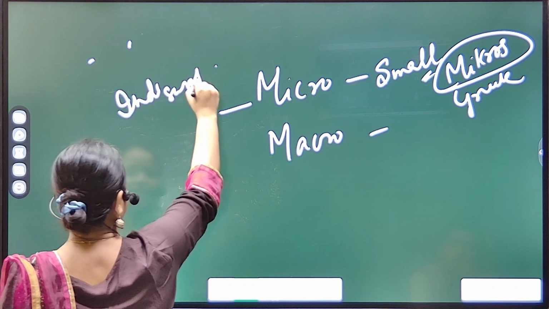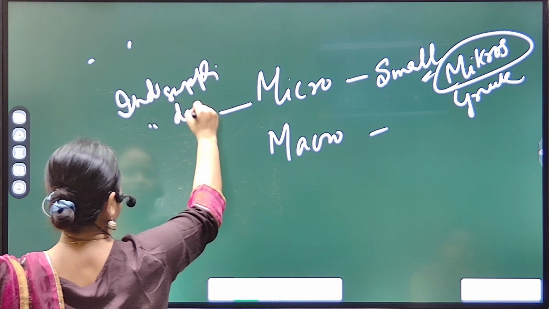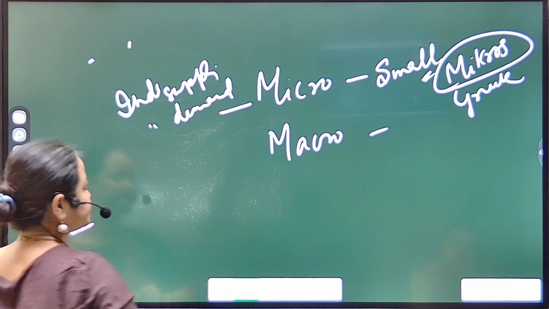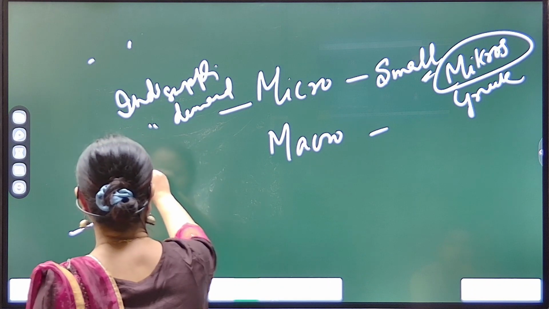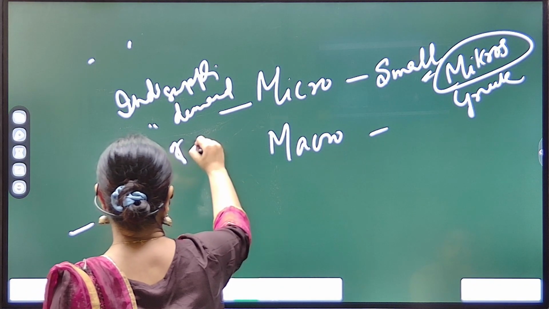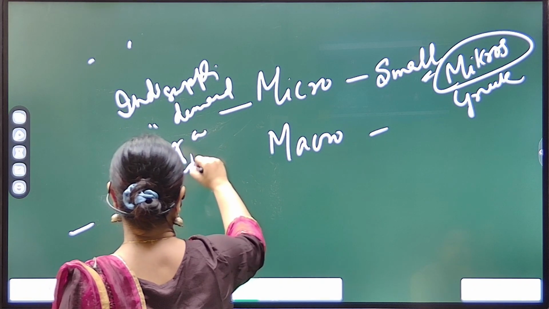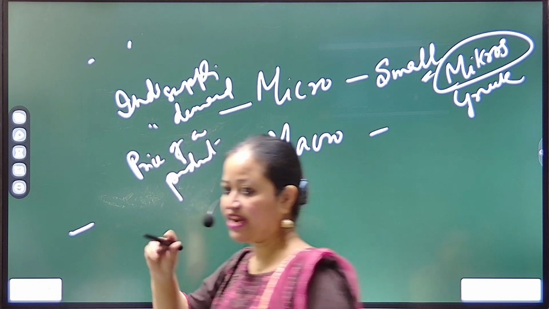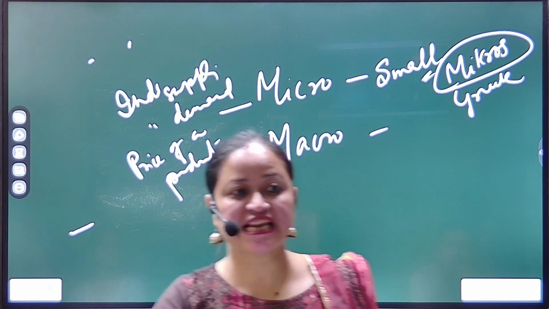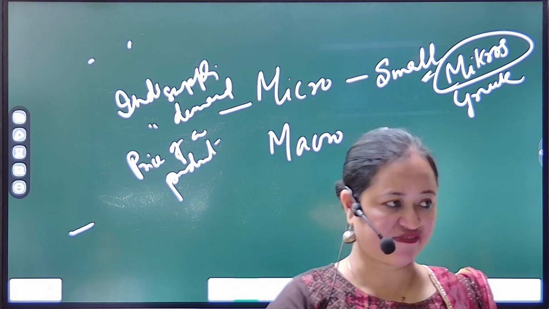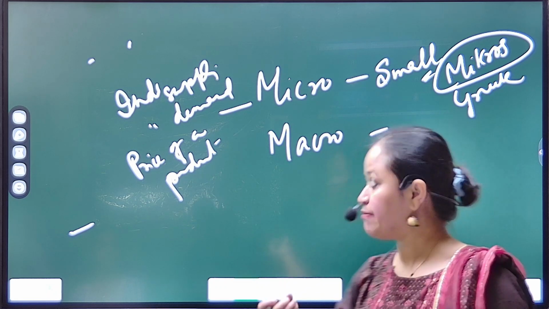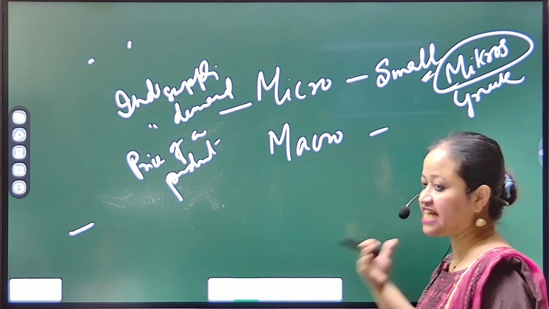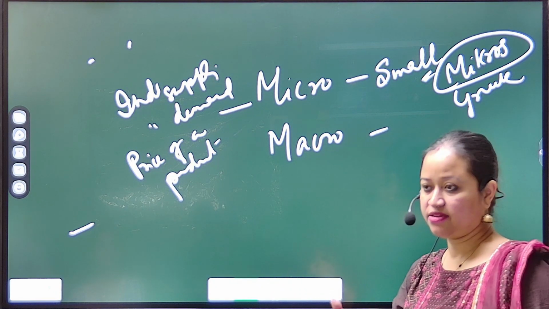Individual supply, then individual demand, then price of a product, right? Price of a product. So whenever we are studying at the individual level, in a small level, that is microeconomics, fine? And macro is whenever we are studying overall, right?